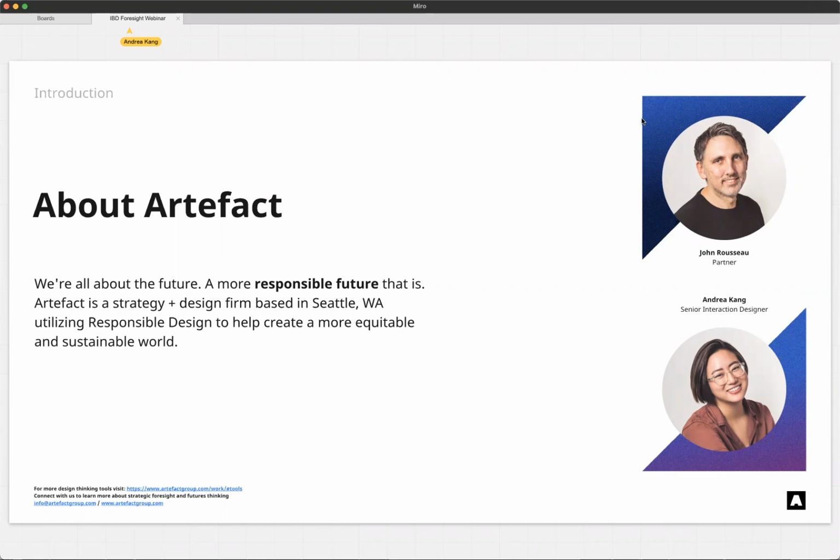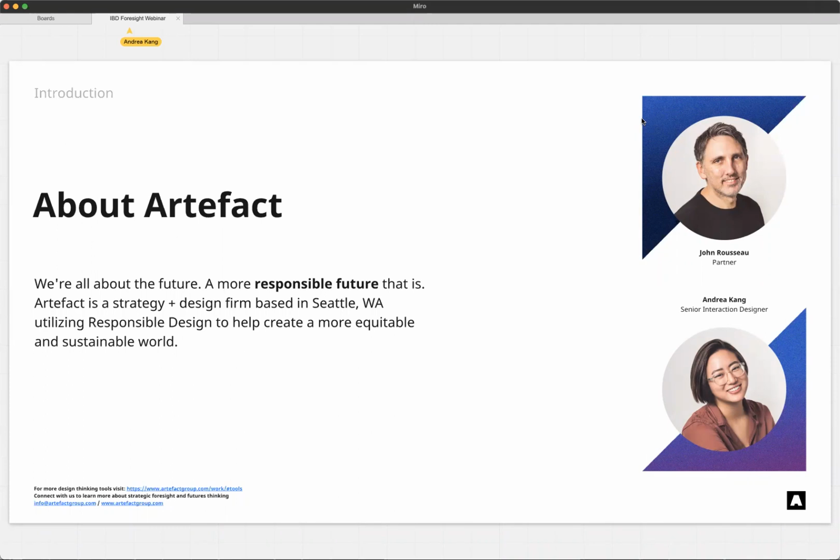I'm John Rousseau. I'm a partner at Artifact and lead our efforts in strategic foresight, as well as a lot of our work in emerging technology. My work over the past decade or so is focused on the intersection of human-centered design and futures. I've worked on things like the future of sustainability, mobility, future of work, and many other topics.